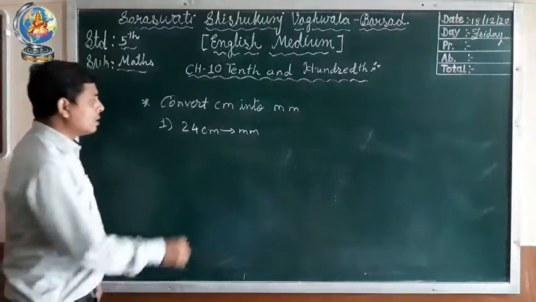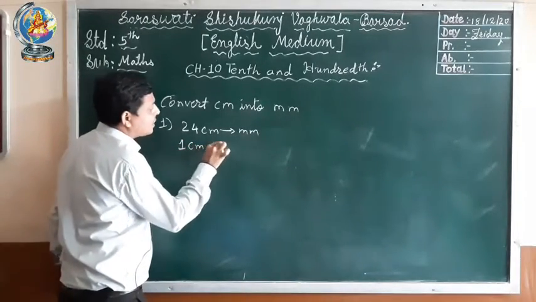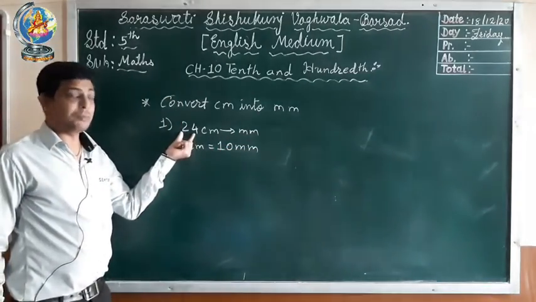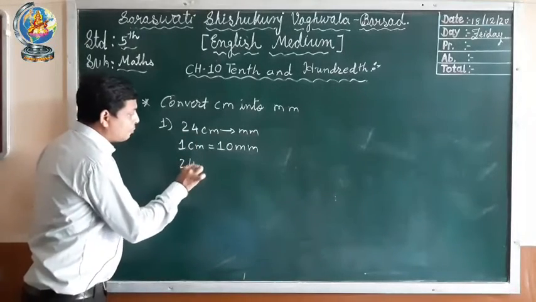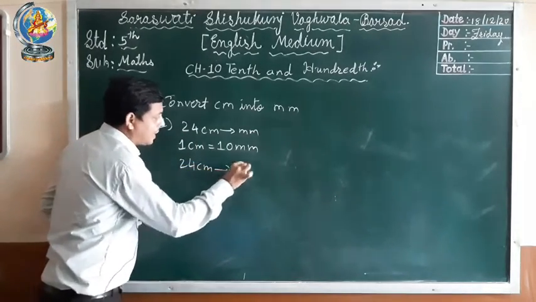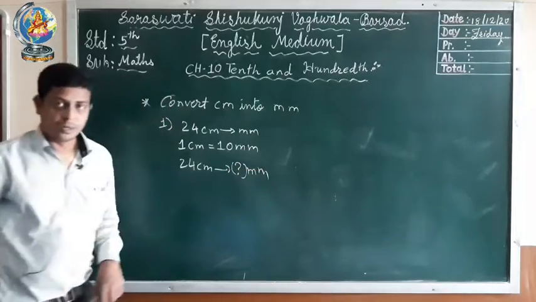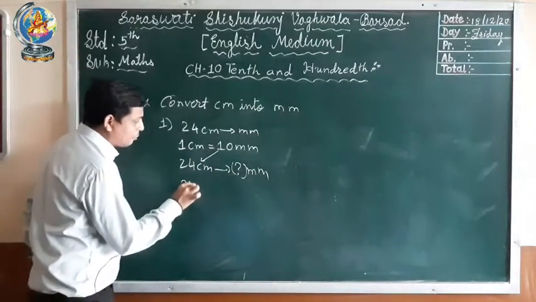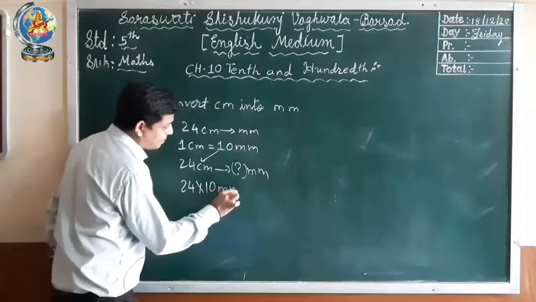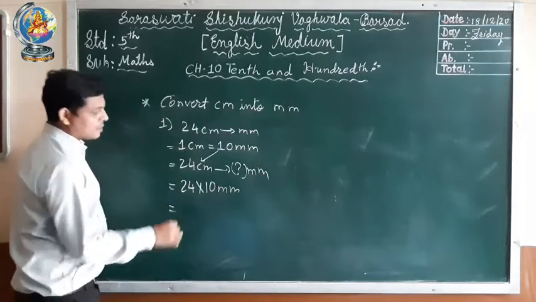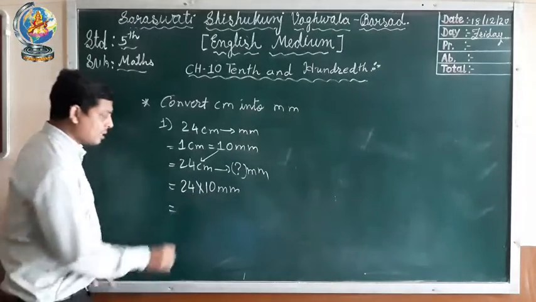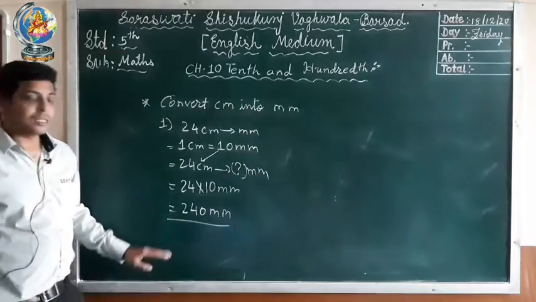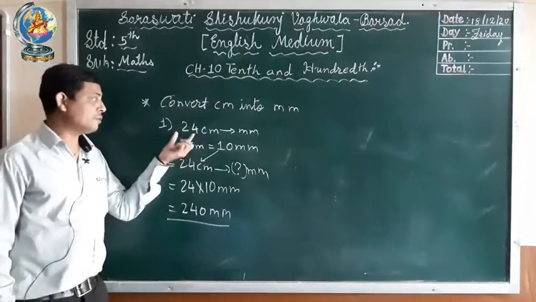Now I want to convert this centimeter into millimeter. So what is the formula? We know that 1 centimeter is equal to 10 millimeter. Now how many centimeters do we have to convert into millimeter? That is 24. So 24 centimeter is equal to how many millimeter? So now we have to multiply 24 with 10. So 24 multiplied by 10 millimeter is equal to 24 into 10, that is 240. So 240 is the answer of the first one, 24 centimeters.